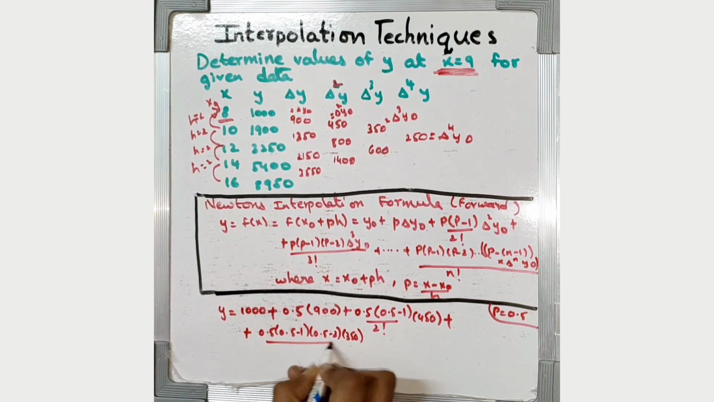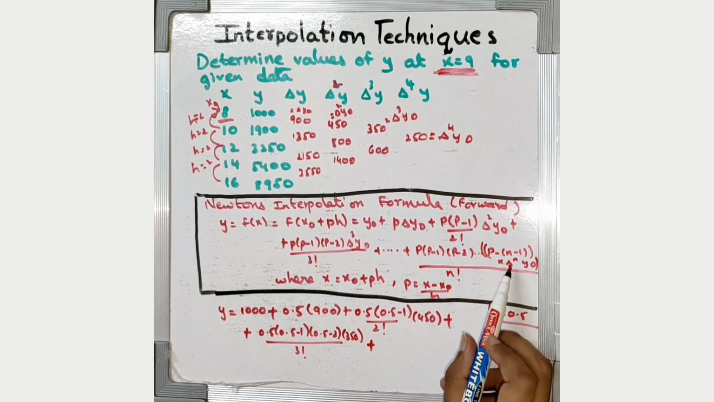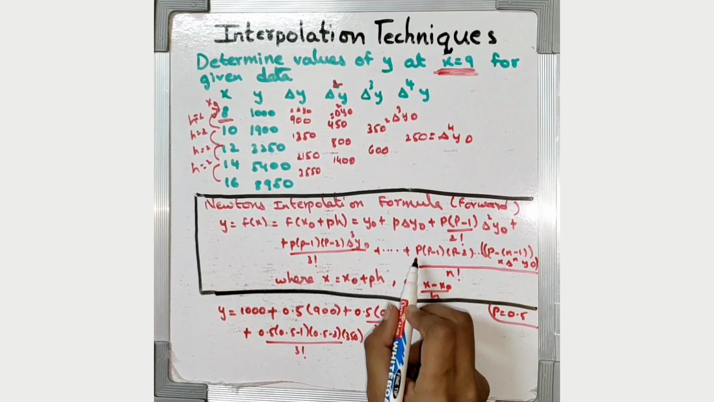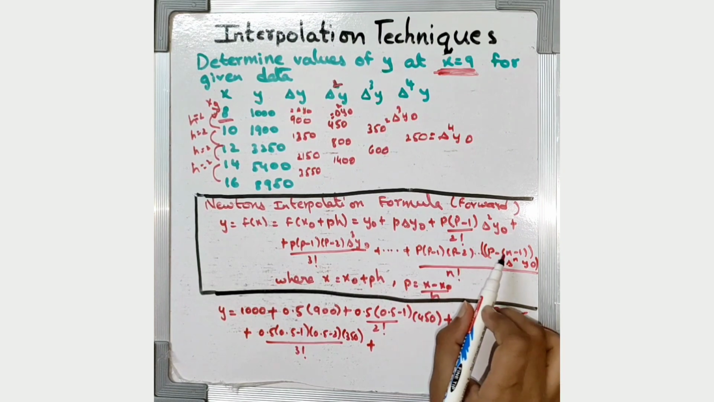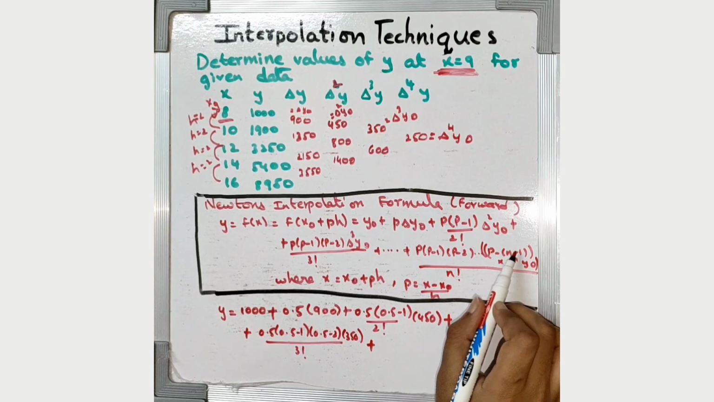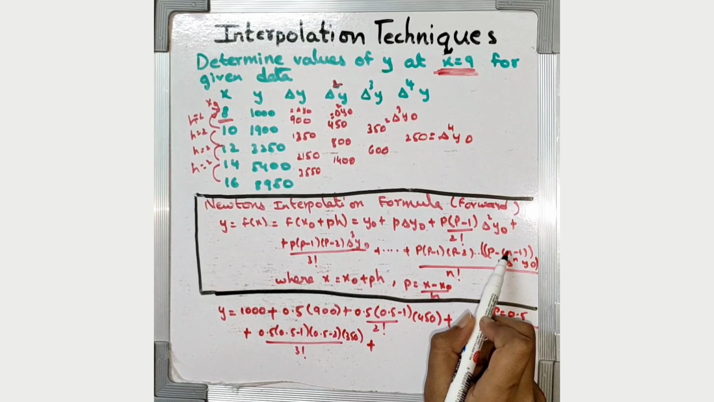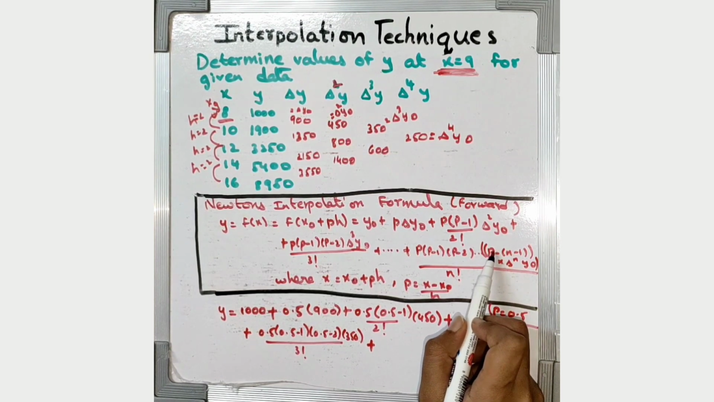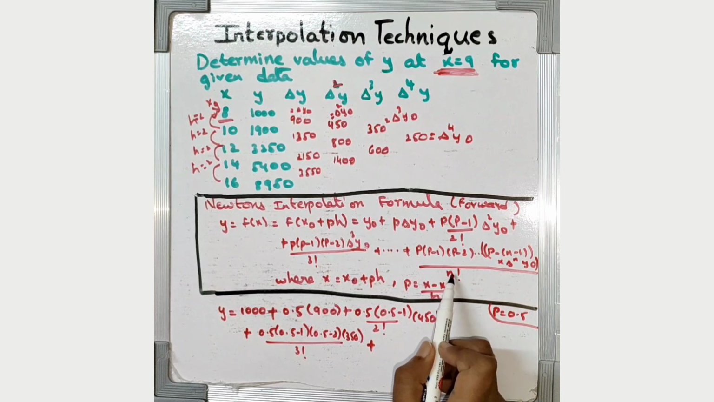350 divided by 3 factorial plus again what? Delta power 4 y naught. Delta power 4 y naught means p into p minus 1, p minus 2, up to p minus (n minus 1). N is 4, right? So p minus (4 minus 1) is p minus 3, into delta power 4 y naught by 4 factorial.